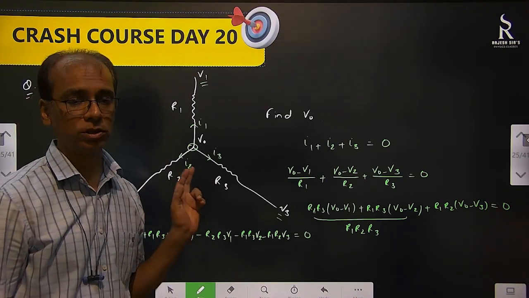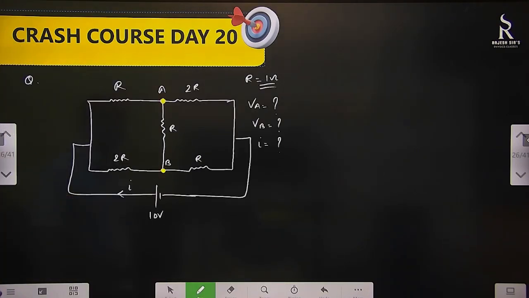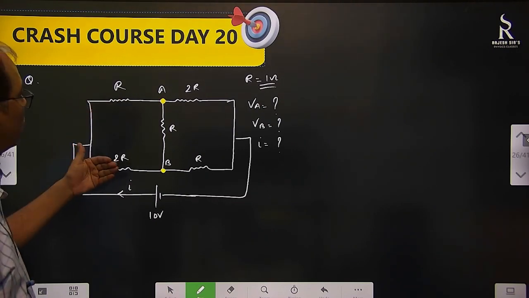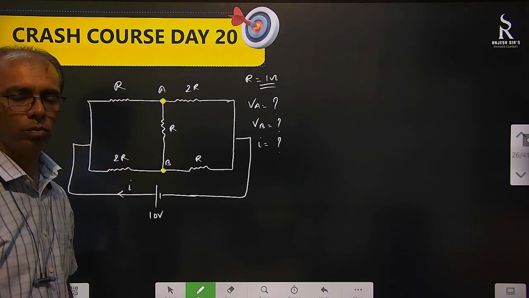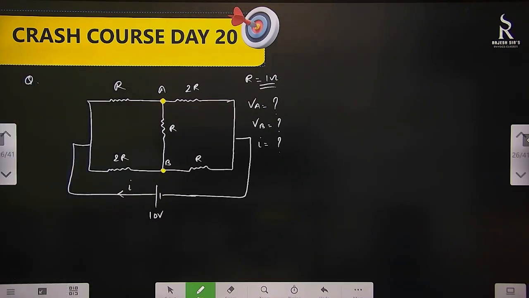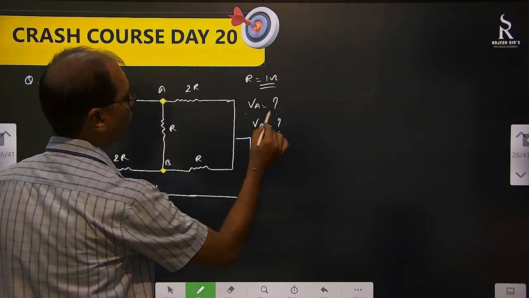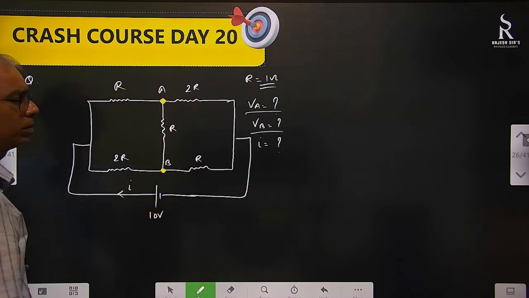Kirchhoff's first law, junction law. Okay, second. Okay, see this. Is it a Wheatstone bridge? R by 2R equal to? No, it's not a Wheatstone bridge. Something else. Okay, an unsymmetrical Wheatstone bridge. What we have to do? Resistance is 1 ohm. We have to find VA and VB. VA is this, VB is this.